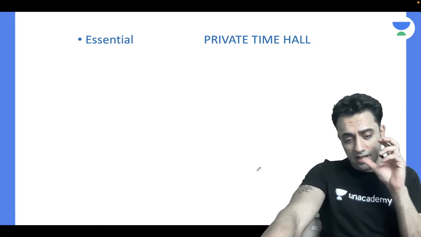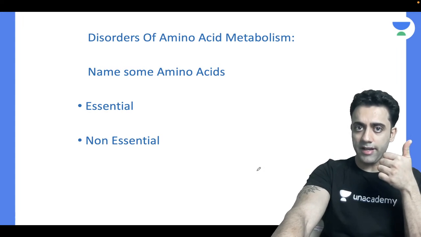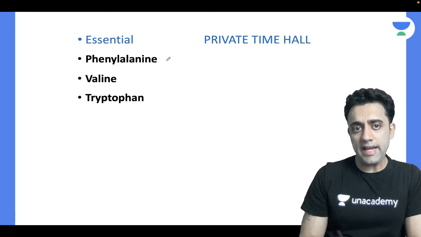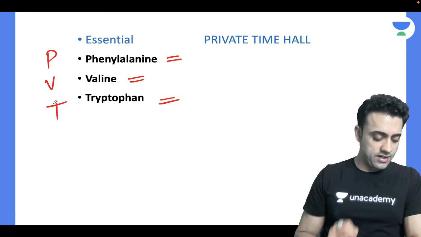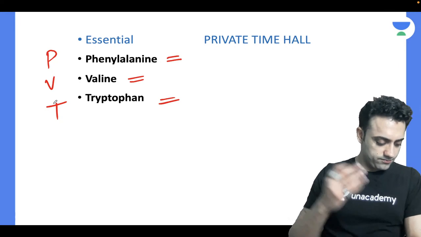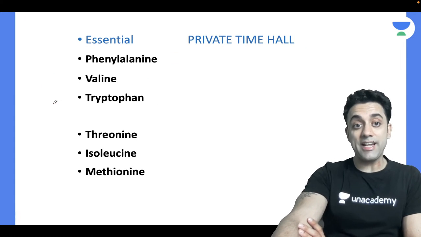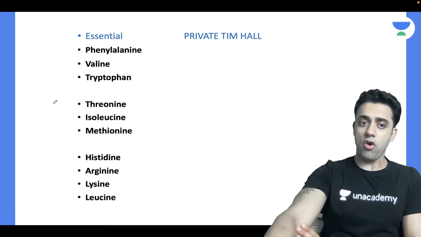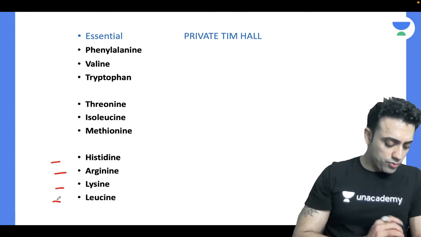I'll repeat again, we are studying disorders of amino acid metabolism. There are various types of amino acids: essential and non-essential. The essential ones are PVT TIM HALL. Very importantly, phenylalanine, valine and tryptophan, that is PVT. Then TIM: threonine, isoleucine and methionine. And HALL is histidine, arginine, lysine and leucine, right? Very good.